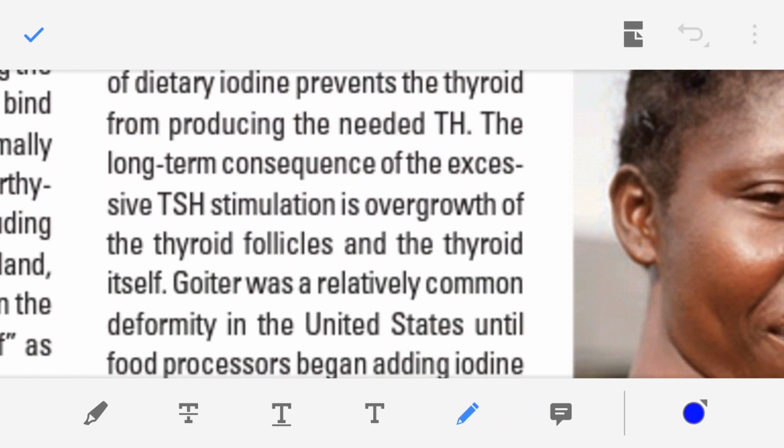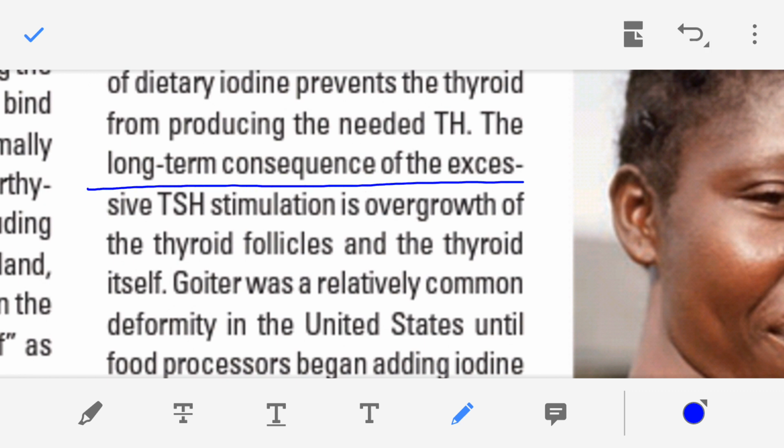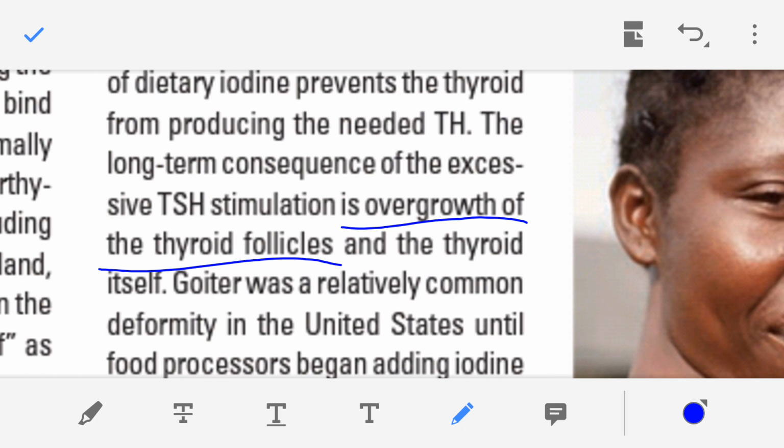Now the long-term consequences of the excessive TSH. If the pituitary gland continues to secrete TSH for a longer period of time, this TSH is going to continually affect the thyroid gland. There will be overgrowth of thyroid follicles in the thyroid gland due to the stimulation by TSH, and the size of the thyroid gland is also going to increase.